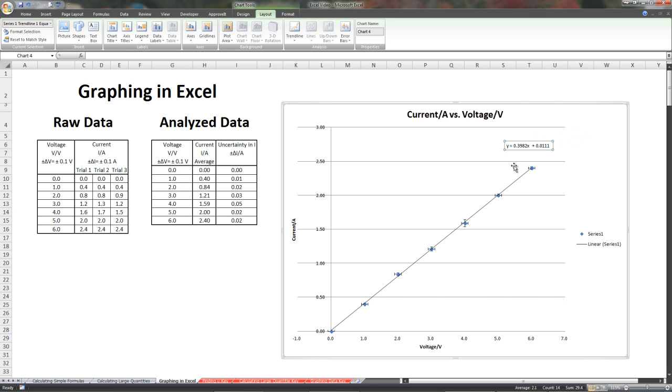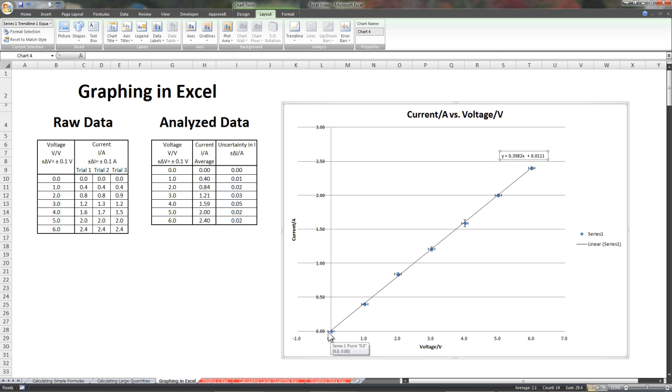If I look at the equation, it's in y equals mx plus b format, and so I know that the slope of the line is this m, which is 0.3982. Once again, too many significant digits, but that's okay. I can use that to whittle it down. And then the y-intercept is 0.0111. So it tells me some good information using the equation set up by Excel.